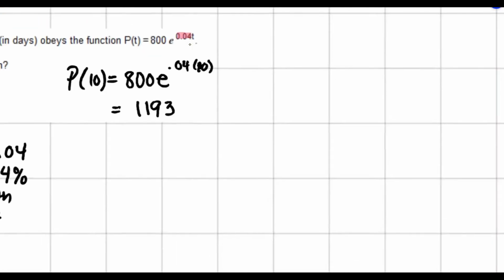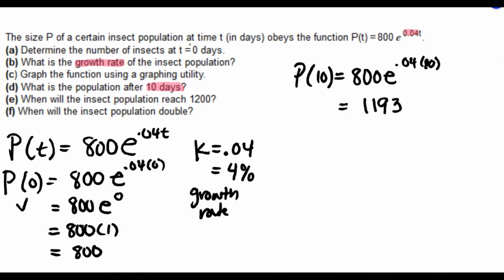Okay, let's see what the next part says. The next part says, when will the insect population reach 1,200? Okay, so what I'm going to do is substitute 1,200 in for P of t. P of t is the population after time. And then solve for t.